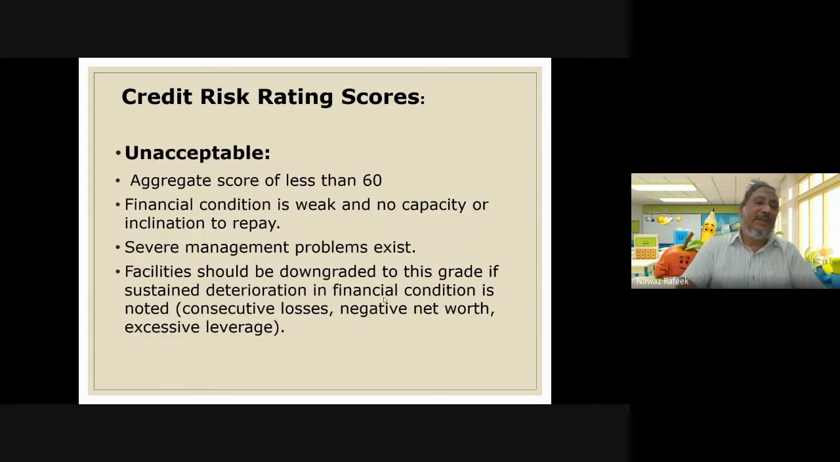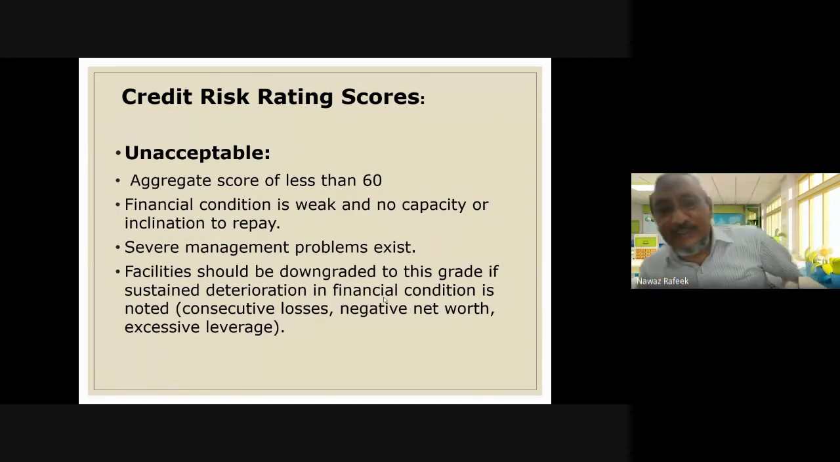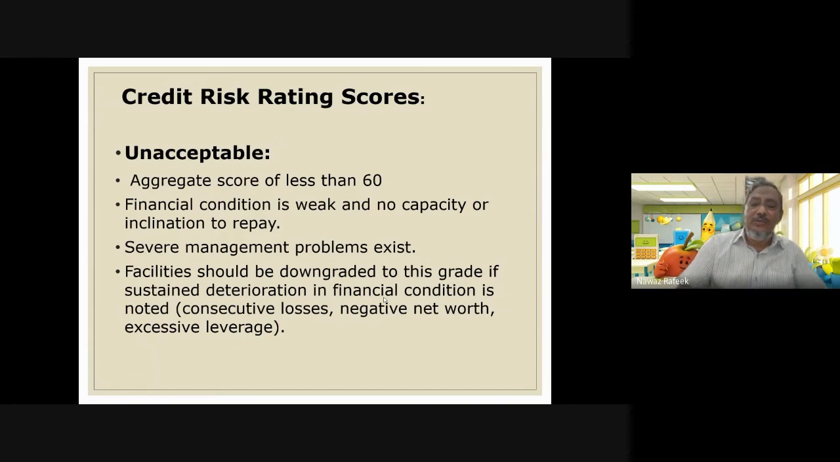Unacceptable customer: aggregate score less than 60. The financial condition is weak, with no capacity or inclination to repay. Severe management problems exist. Facilities should be downgraded to this grade if sustained deterioration of financial condition is noted: consecutive losses, negative net worth, excessive leverage. This rating is unacceptable, so you may not consider presenting this type of customer.